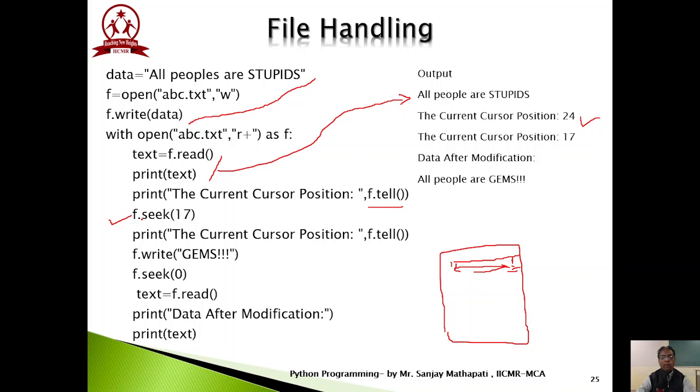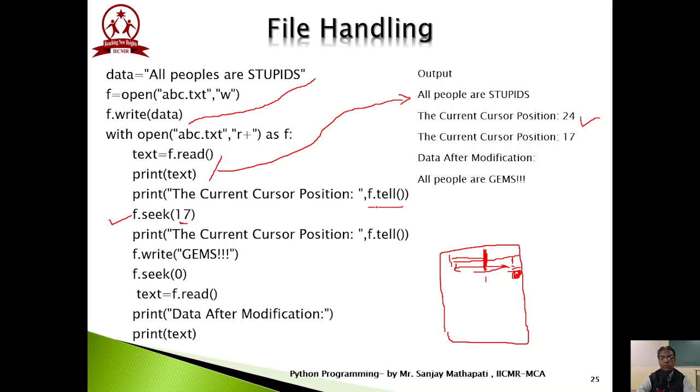Whenever I call the seek method, that is file object.seek, I am providing the offset. So when I write 17, that means, independent of where my file pointer is currently positioned, currently it is at the end of the file, I want my file pointer to be positioned at position 17, with reference to the beginning of the file. So from the beginning of the file, the 17th byte is where the file pointer is positioned.